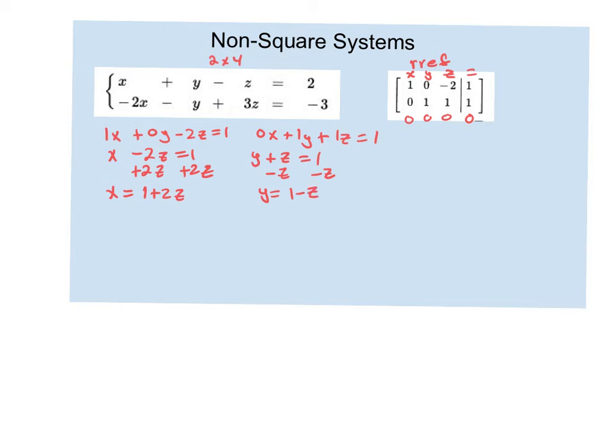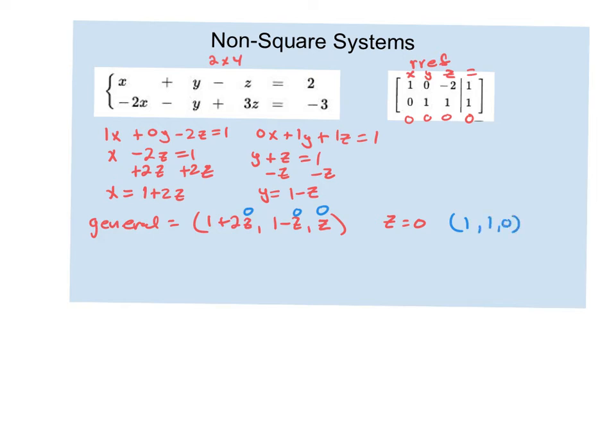So now again, we're going to want to write out the general solution. And if I write that out as an ordered triple, I would have 1 plus 2z, 1 minus z, and then just z. So that would be my general solution. If I wanted to find specific solutions, then I can just go ahead and say what happens when z equals 0. Well, when z equals 0, if I put a 0 in there, a 0 in there, and a 0 in there, I'm going to get 1, 1, and 0.